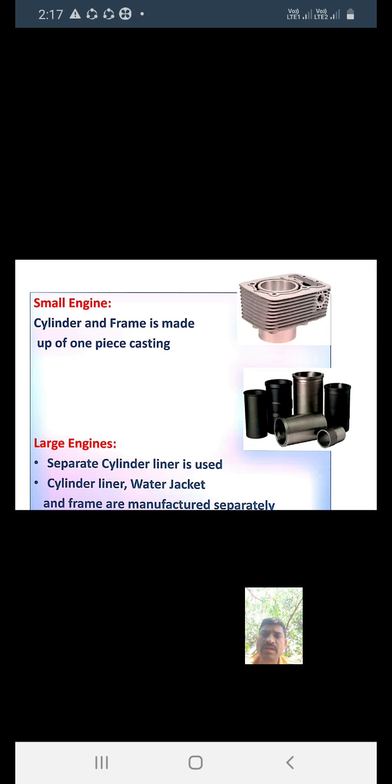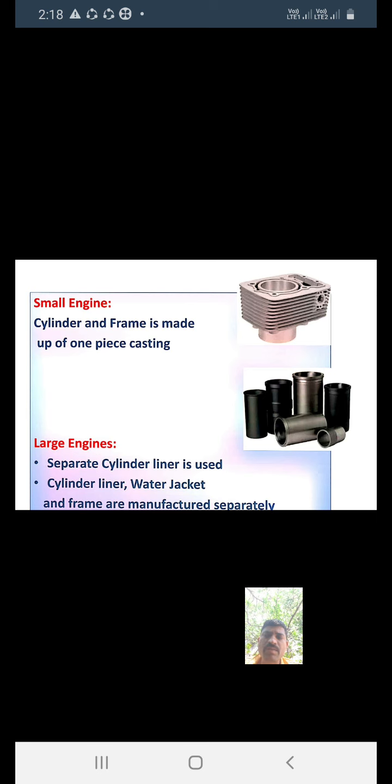Easily you can replace it after wear and tear. Second, high grade wear and tear resistance, because cast iron can be used for the liner, and cheaper grade material can be used for the jacket. Third advantage is that separate liner type construction can take care of the longitudinal thermal expansion. There is less longitudinal thermal expansion in the large engine.